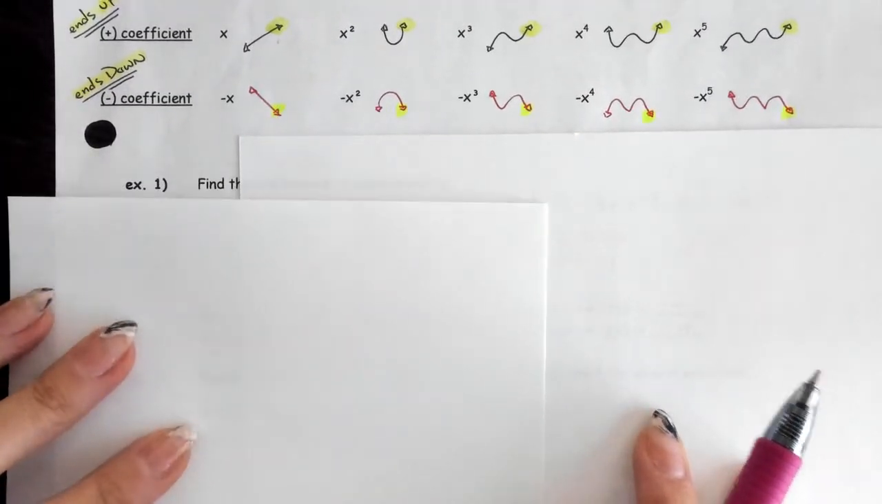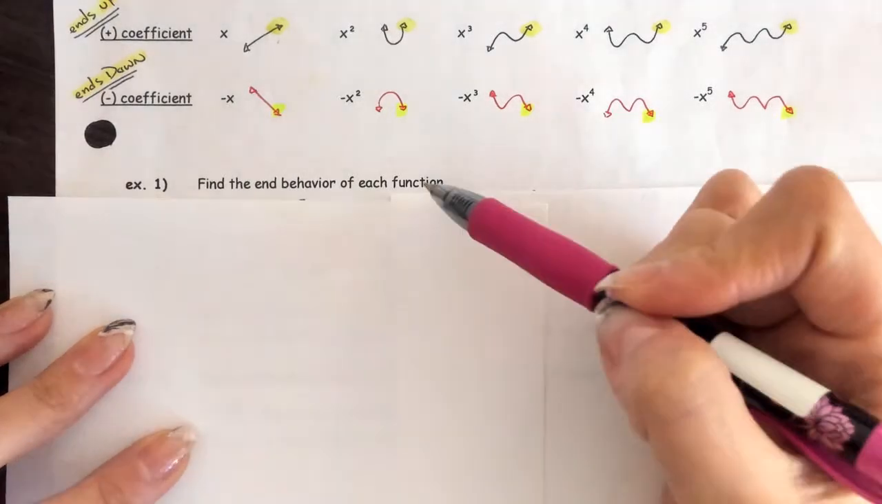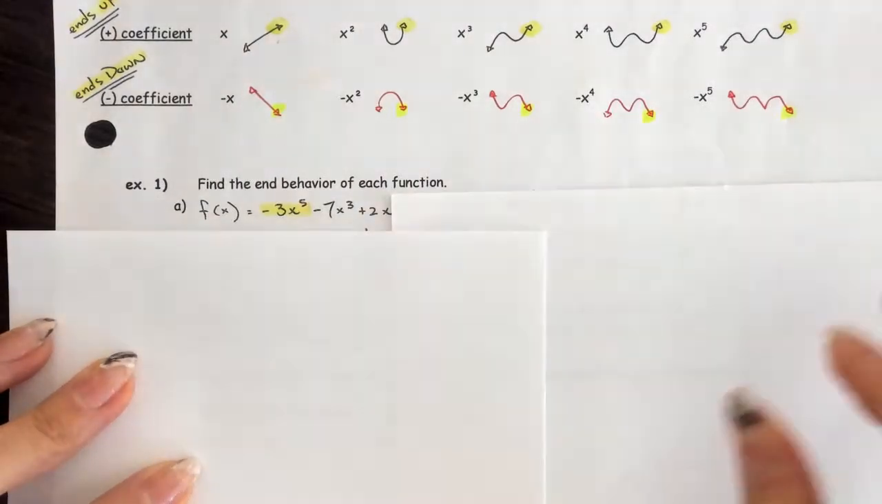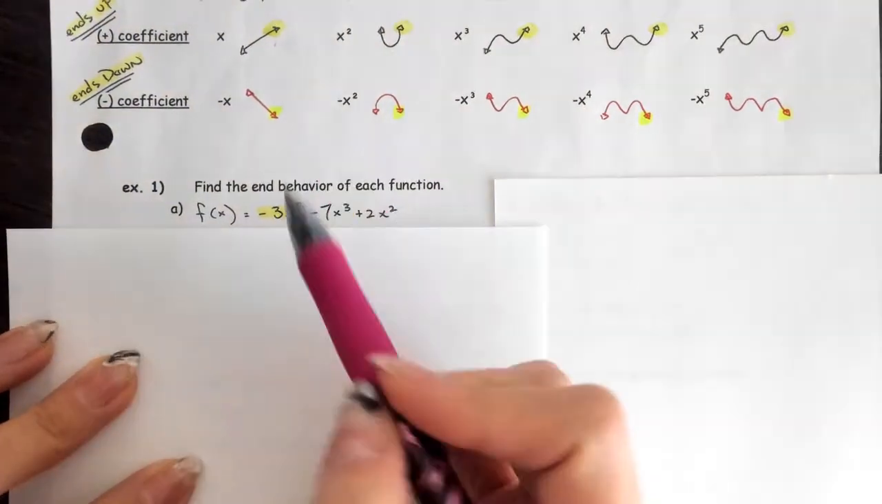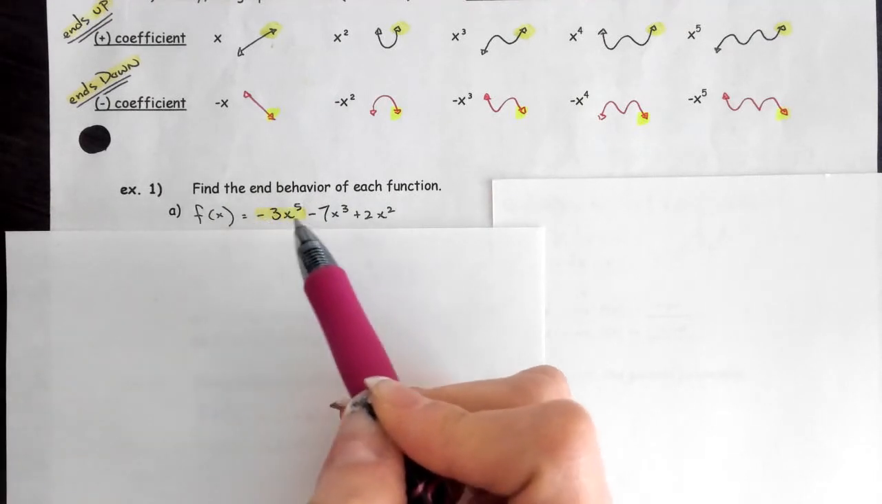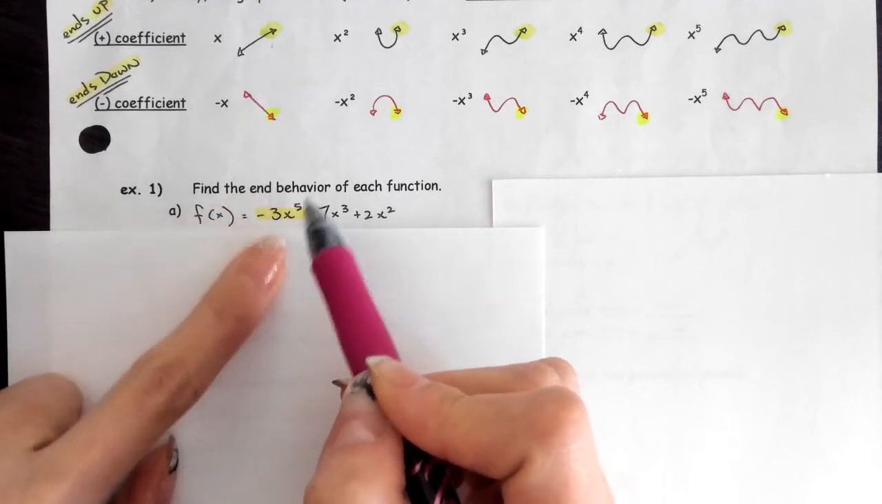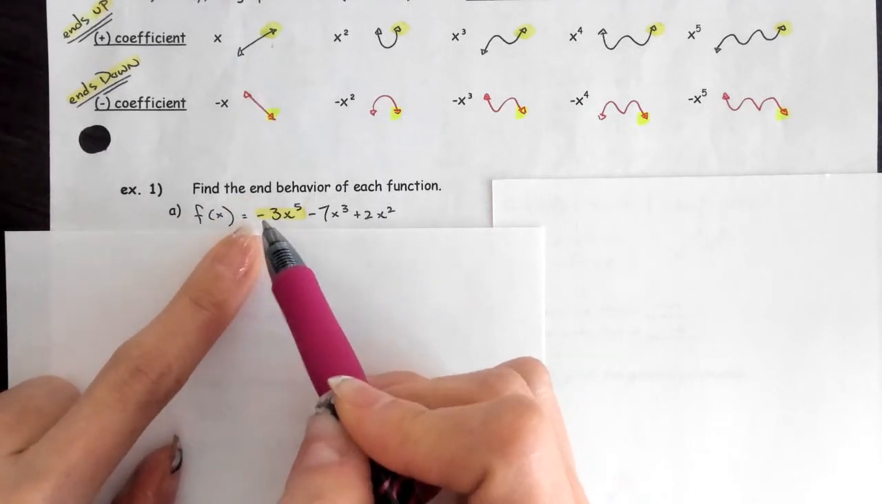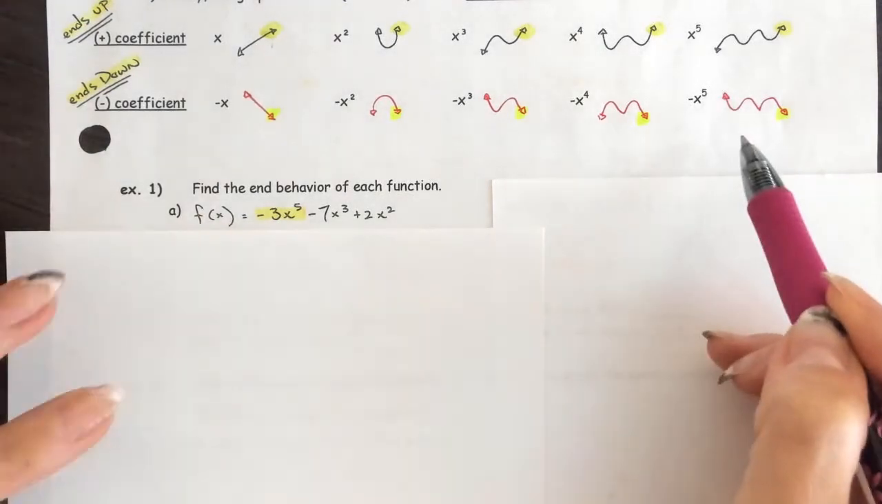Okay, so the first part, I think I do this one for you. Find the end behavior of each function. So for this one, I show you how to do it. What we really want to look for is the biggest power, okay? So the biggest power is going to give us end behavior. So this is a negative x to the fifth. Generally, that's the end behavior.